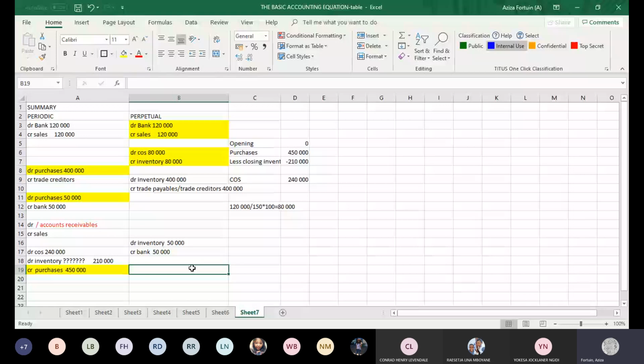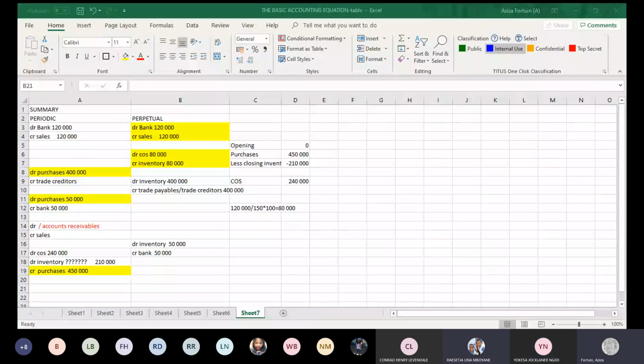The next one, sold merchandise on account for 240. Anybody except Yakisa? Yakisa, you're in the back seat now. Back burner. Anybody else want to take a try?